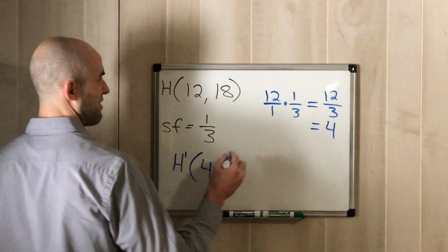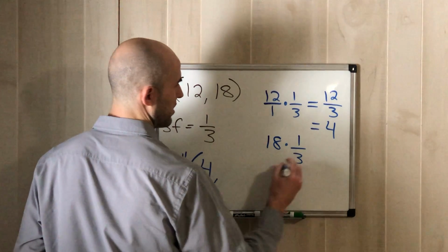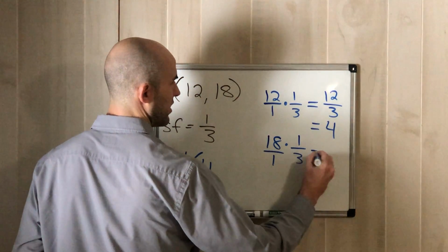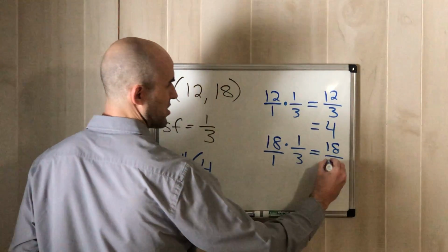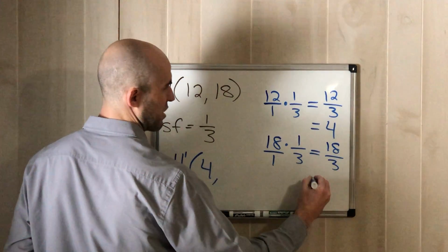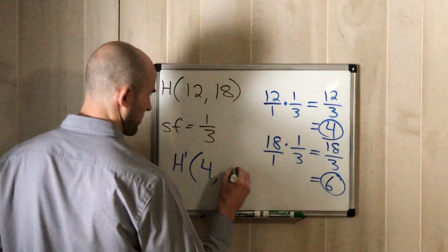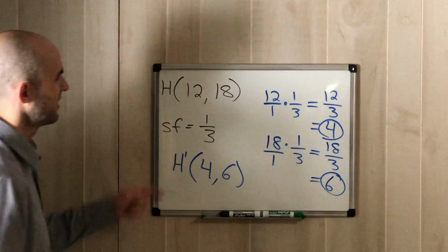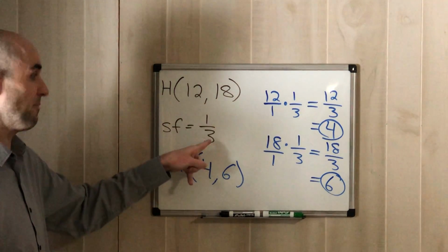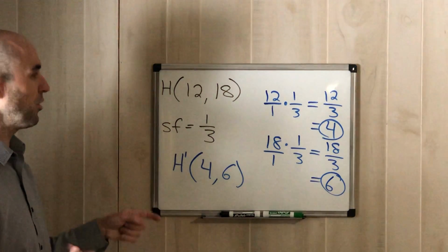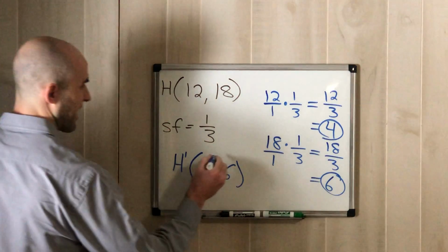Now, let's take care of the 18. We have 18 times 1/3. Same thing, put it over 1. 18 times 1 is 18. 1 times 3 is 3. 18 divided by 3 gives us 6. There's our y value. And if you want to think about it, 1/3 of 18 is 6. 18 divided by 3, 6. 0.66666 times 18 would give us 6. And there's our answer, guys.